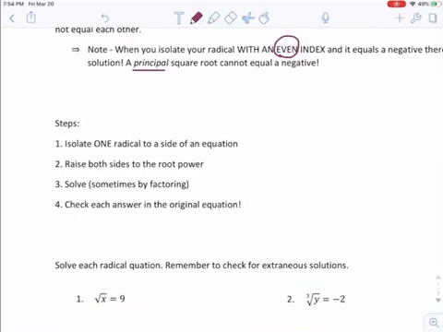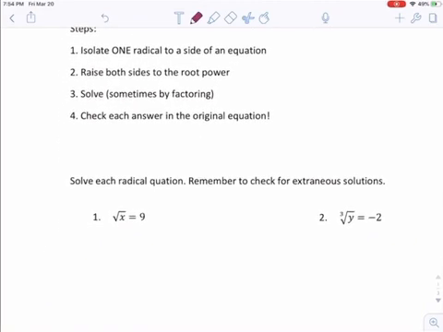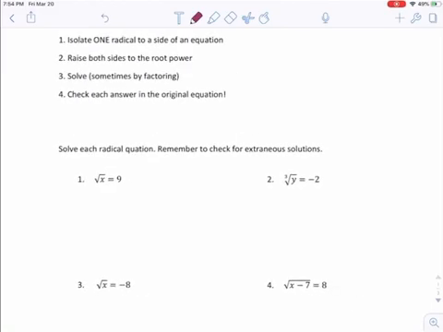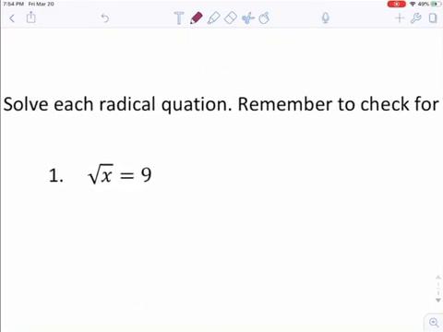Okay, so I wrote out the steps for you. You obviously could keep those in your notes, but I'm just going to walk you through these. So in number 1, I have one of my radicals isolated. I mean, it's my only radical. And once you do that, in step 2, raise both sides to the root power. What that means is whatever root this is, so obviously this is 2, I'm going to raise it to that power. And what I do to one side, I have to do to the other.